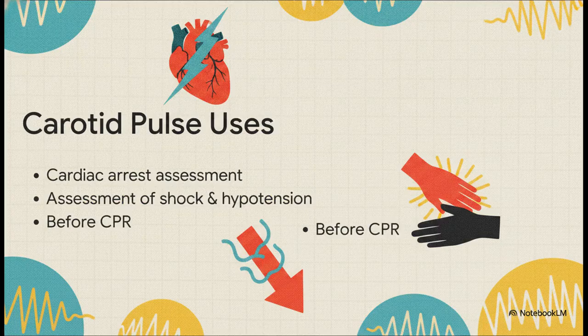Because the carotid is a major central artery, it's the absolute go-to site for critical, high-stakes emergency situations. Clinicians rely on it for cardiac arrest assessments, for evaluating patients in shock or those with severe hypotension, which just means dangerously low blood pressure. And, crucially, it's the primary site you check before initiating CPR on an adult.